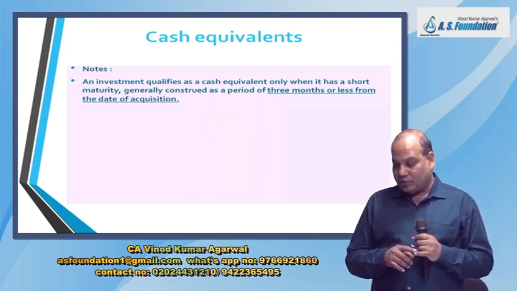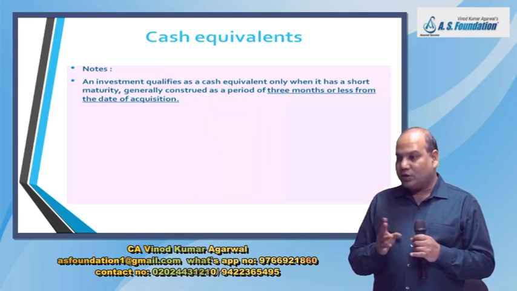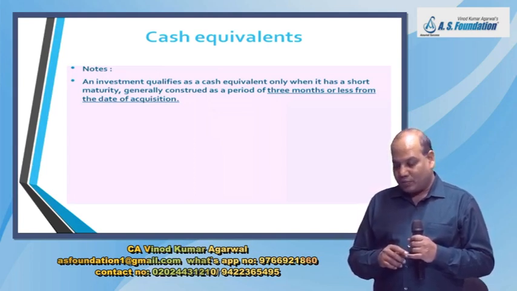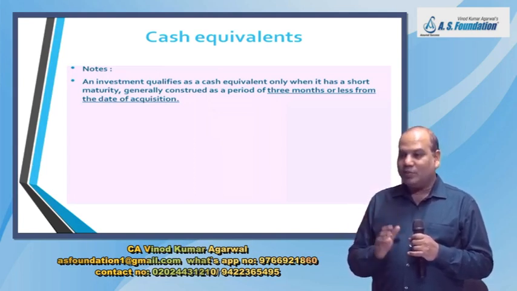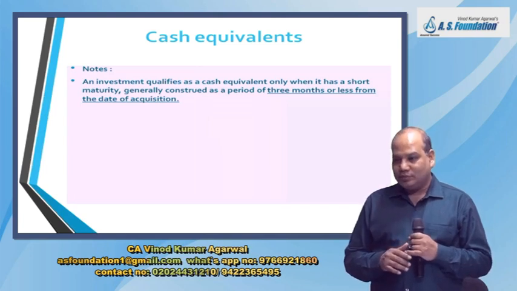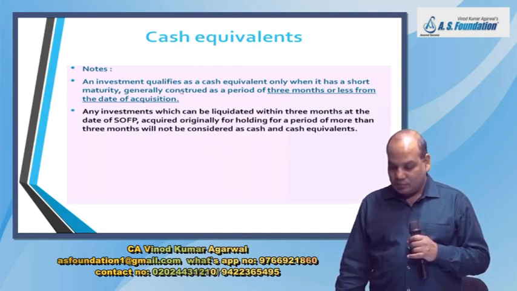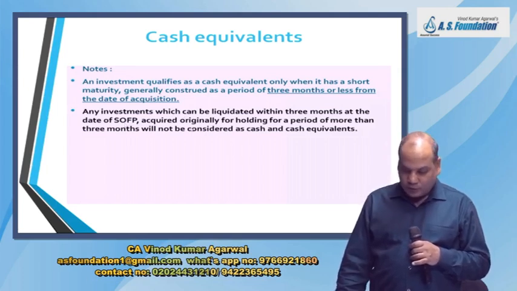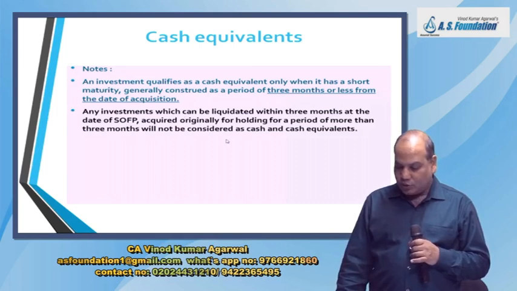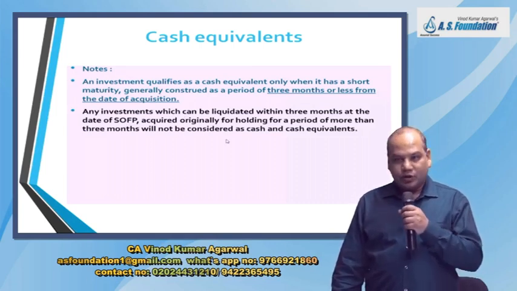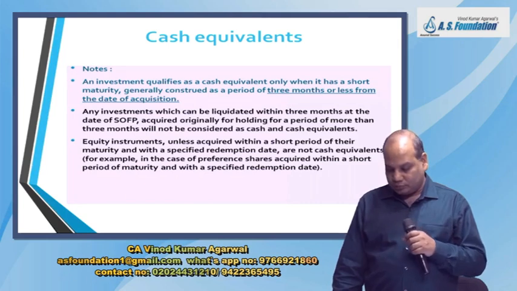So it is possible its maturity is more than 3 months when you acquired, but its maturity is less than 3 months on the reporting date. So what will be the classification? It is not a cash equivalent. Any investment which can be liquidated within 3 months at the date of SOFP, acquired originally for a period of more than 3 months, will not be considered as cash and cash equivalent.